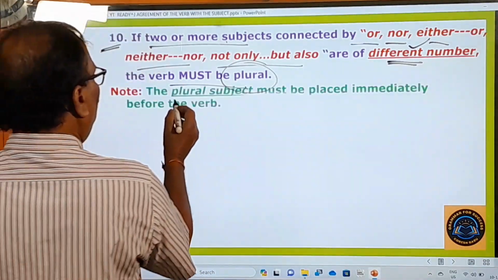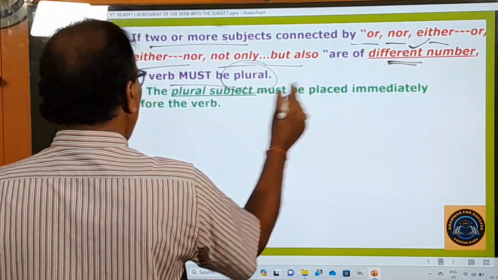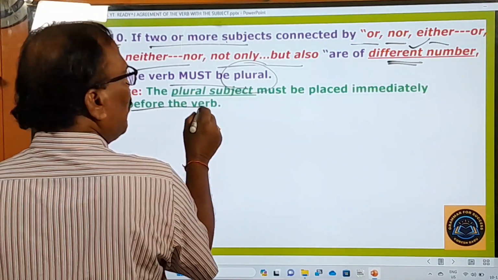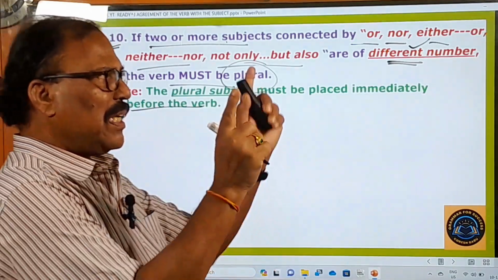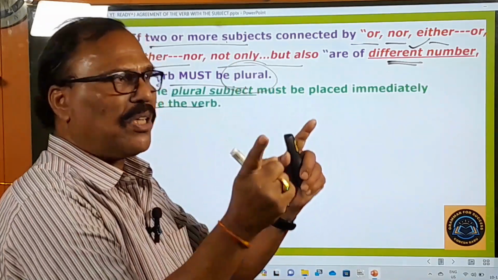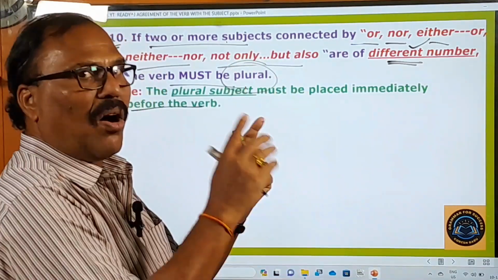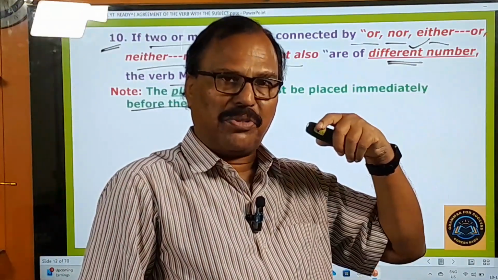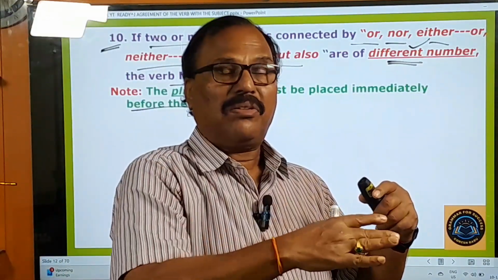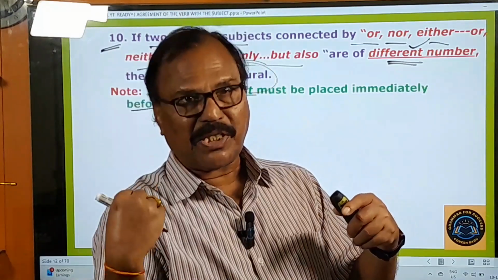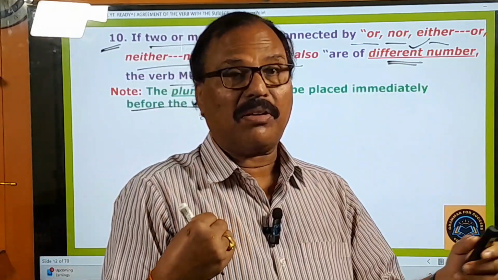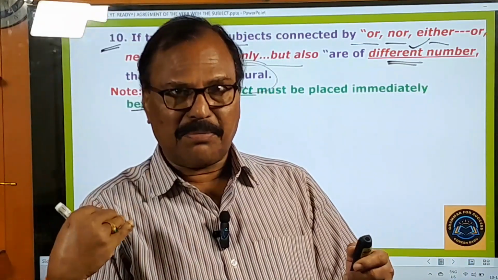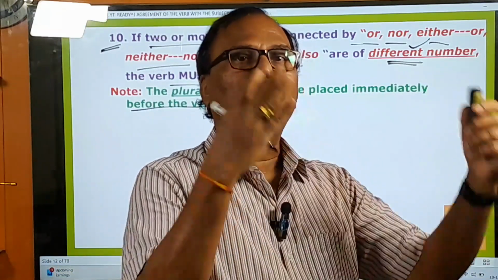Okay, here the plural subject must always be placed immediately before the verb. So when singular subject and plural subject both are connected by these conjunctions, always the plural subject must be next. It should be used after the singular subject. Don't use the plural subject first and then the singular subject. Not like that, but first you use the singular subject, then the plural subject. It's a rule like that.